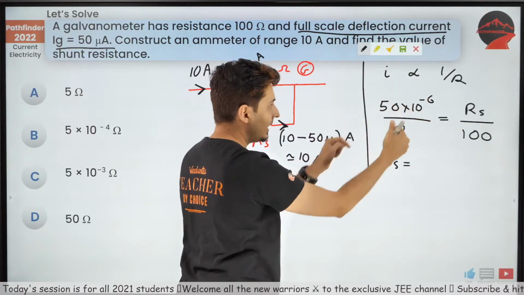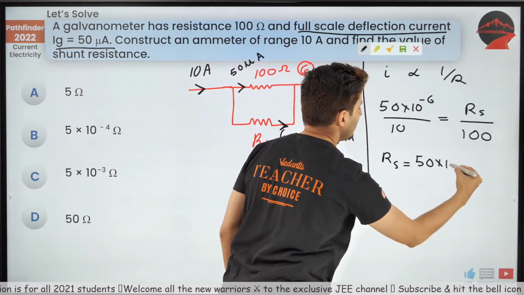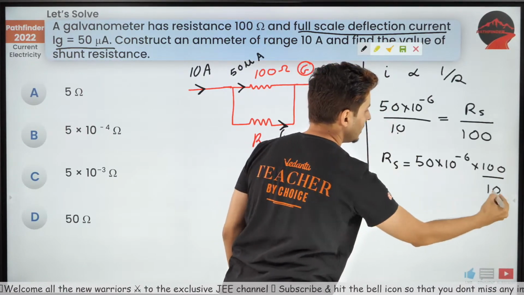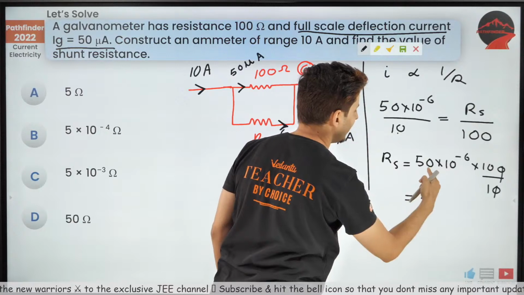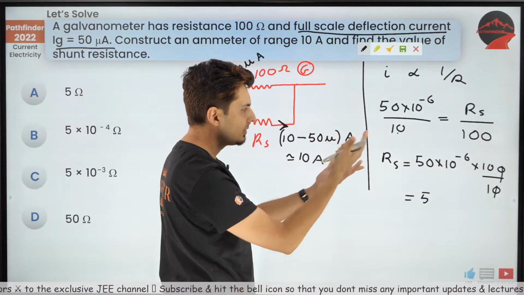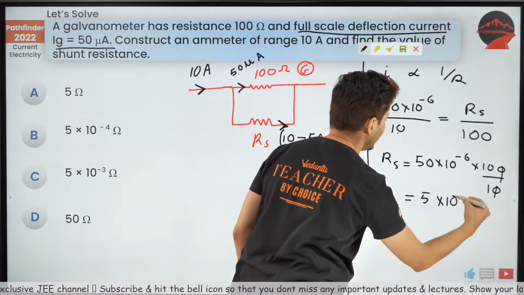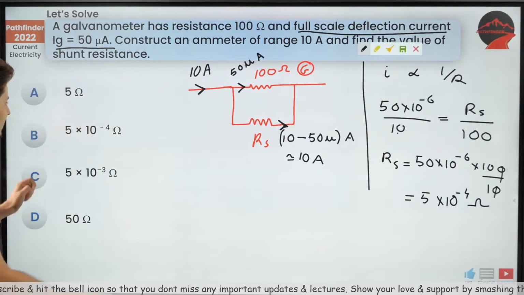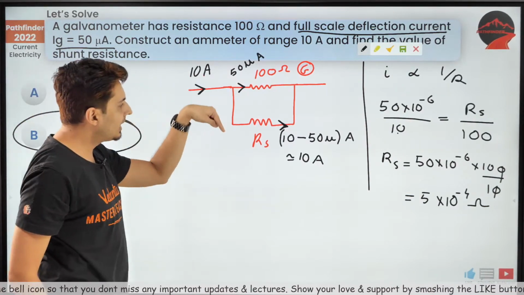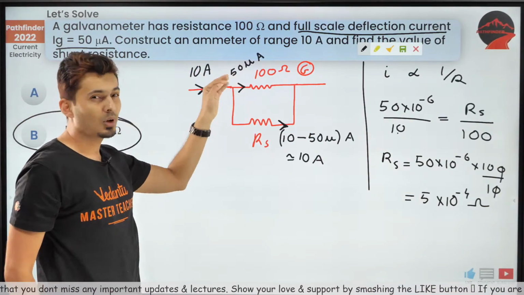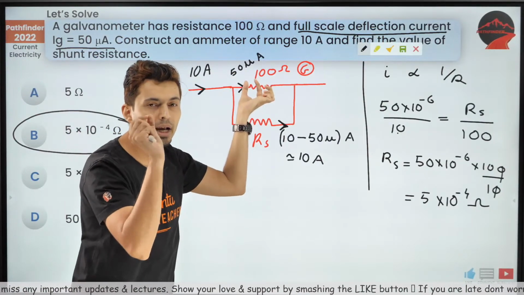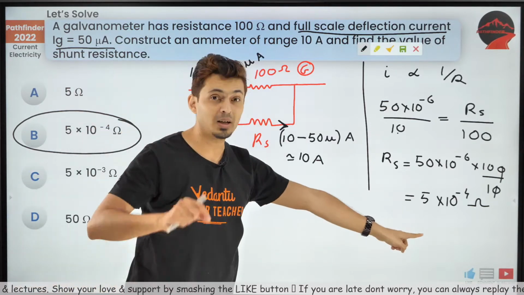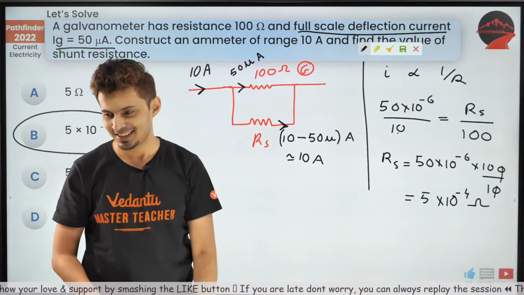Take this 100 over there. 50 into 10 to the power minus 6 into 100 divided by this 10 out here. 0, 0 gone. So this is going to be 5. That 0 goes, 10 square, 10 to the power minus 6. So that's going to be 5 into 10 to the power minus 4 ohms. You need that small resistance so that all the current bypasses, because you can only allow very small microampere current over here. All the remaining current should flow here. So this resistance must be very small. You can see that out here.